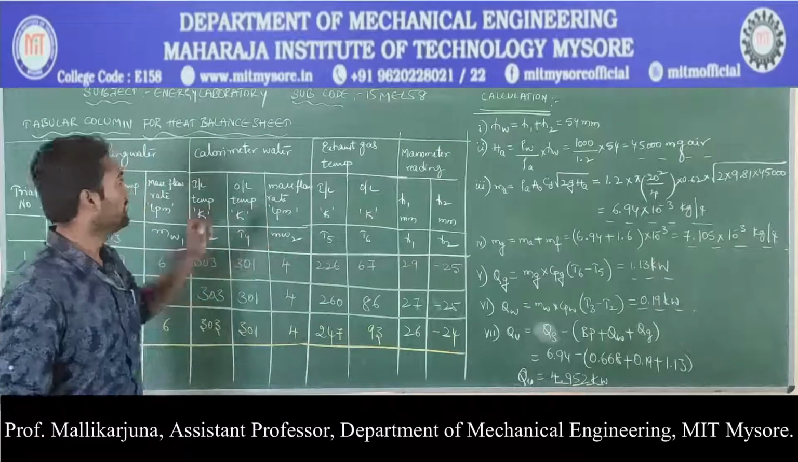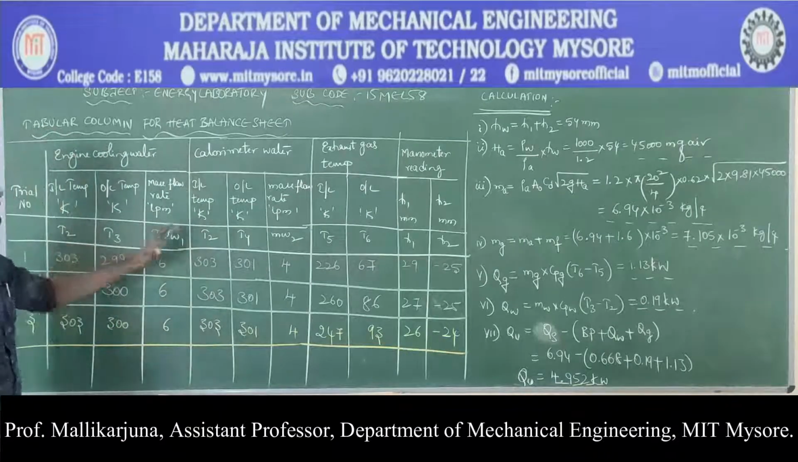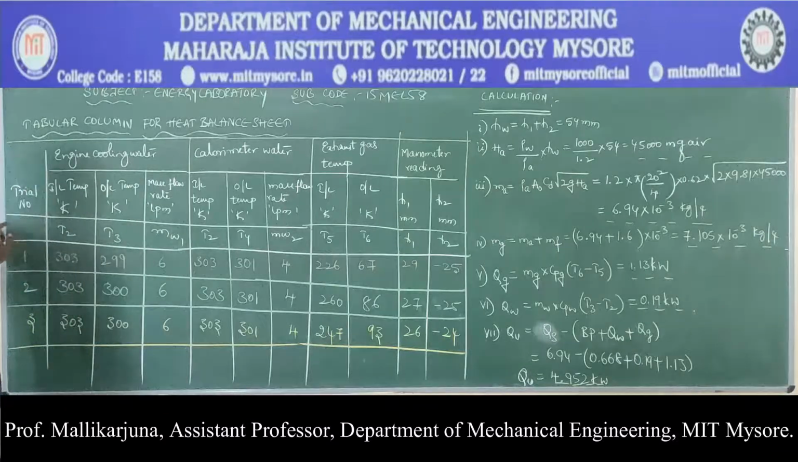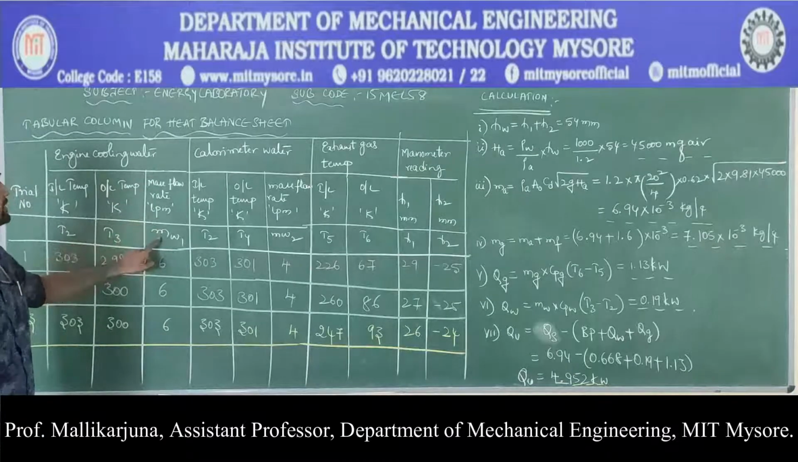Okay, now here we are with the tabular column of heat balance sheet. Let us look on to the various readings. We have conducted 3 trials over here. So very first column is inlet temperature, which is denoted by the T2, outlet temperature, which is denoted by the T3, and mass flow rate in terms of LPM, which is MW1.